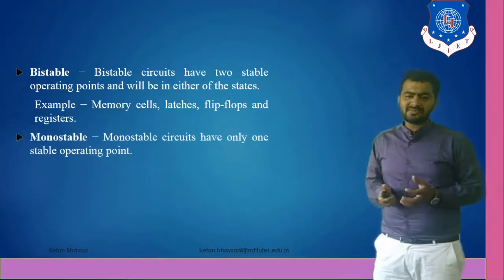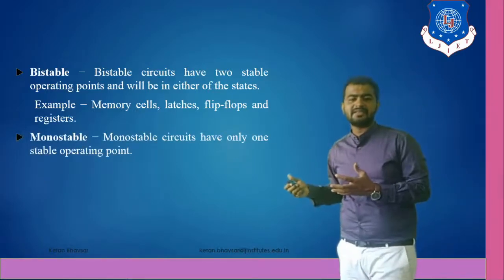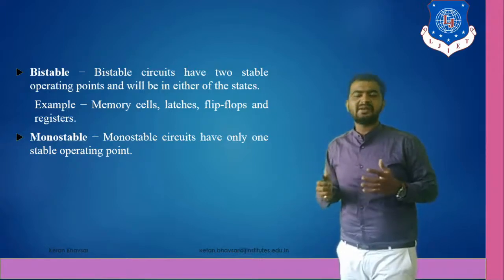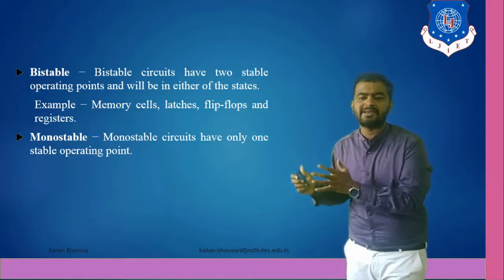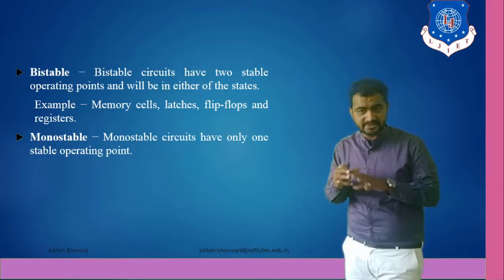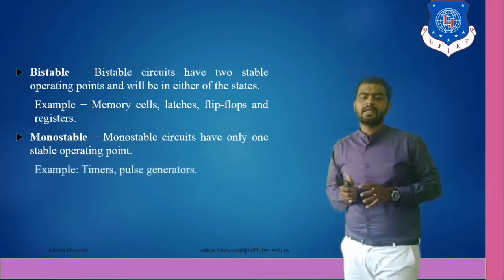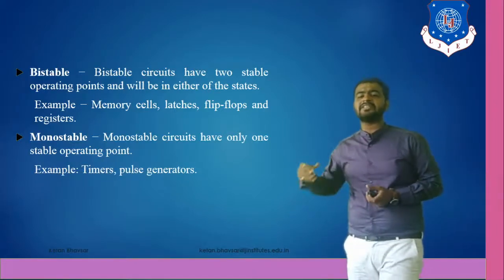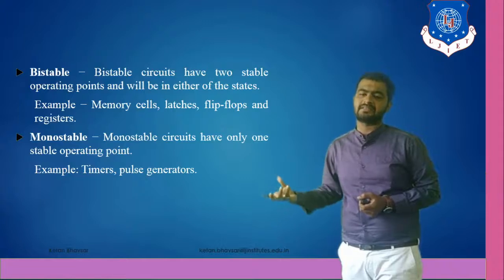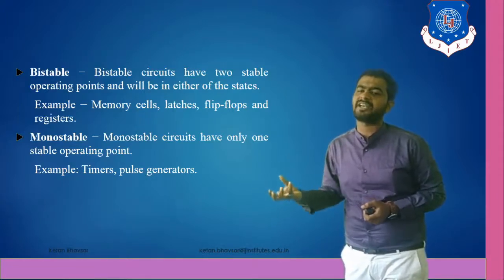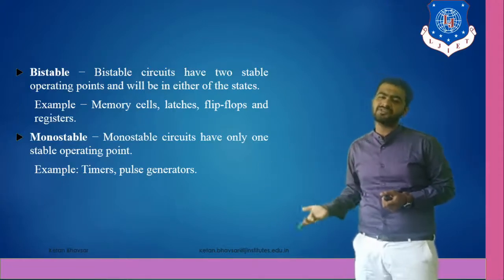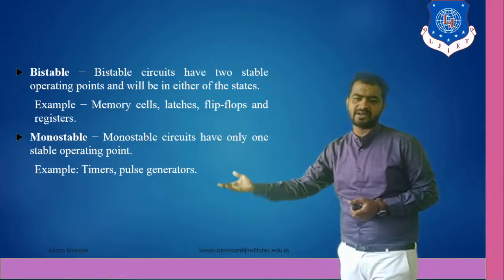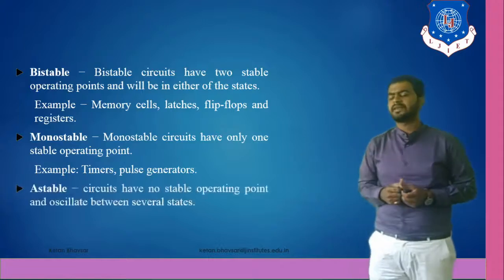Now in terms of the monostable circuit, it has only one stable operating point. Ultimately we have only one stable point, so we can say that the other point is varying, it's not stable. Timer and pulse generator: it is always varying, stable at one operating point only, and after that it will change. So the examples of the monostable are timer and pulse generator.